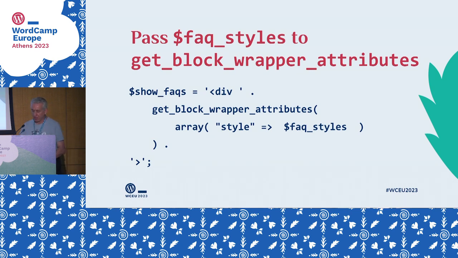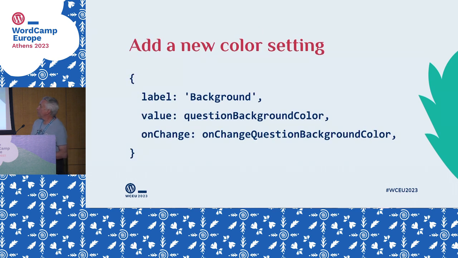Right, we're short of time now, so let's whiz through. Let's do exactly the same for the question background color. So we need a new attribute in block.json. Sorry, my mistake. This is a new color setting.